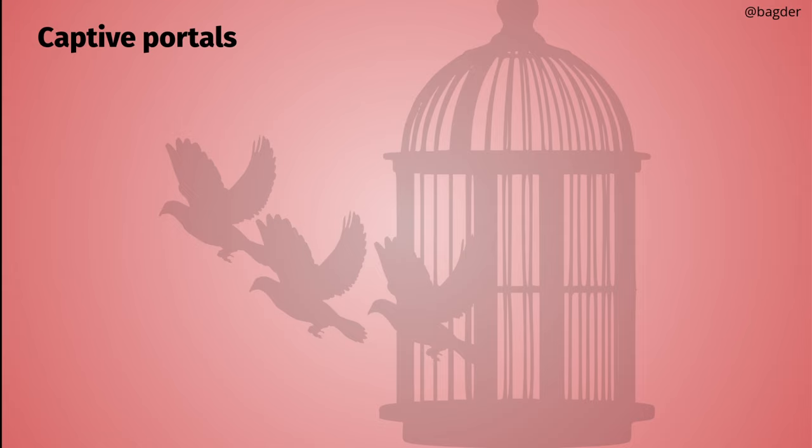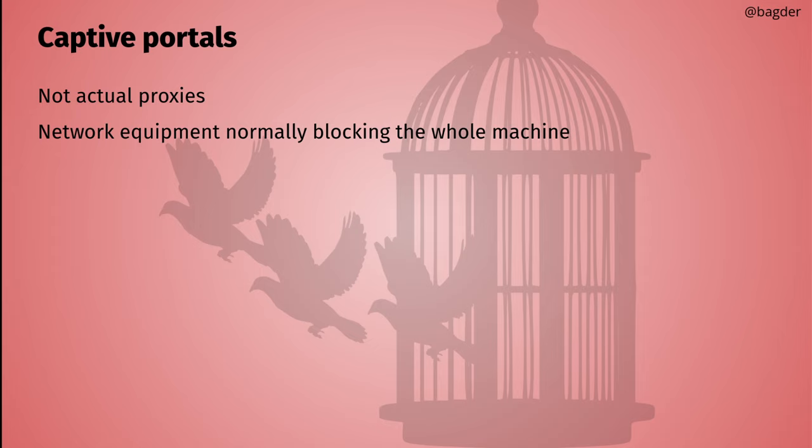Talking about proxies, I also wanted to mention captive portals. Typically your airport or hotel, when you cannot get on to the internet before you log in, before you pay, before you agree to click, that's a captive portal. It limits you until you've done something and then you're allowed out to the internet. They're not actually proxies, but they work similar to that. And of course, curl will be limited by captive portals in the same way as your typical browser will.